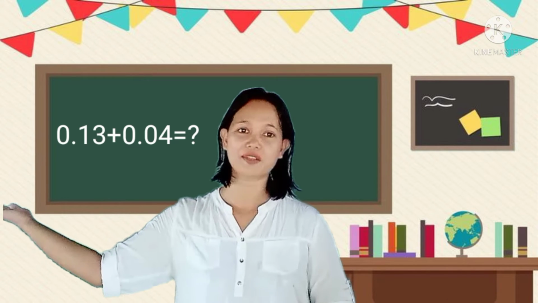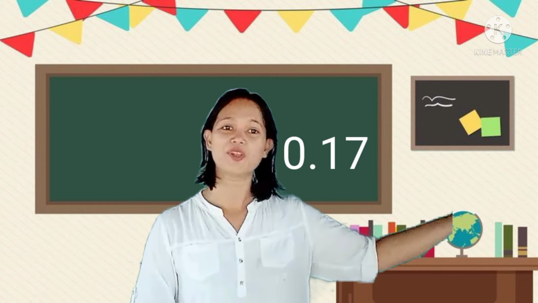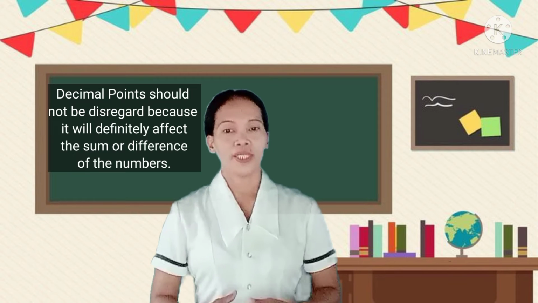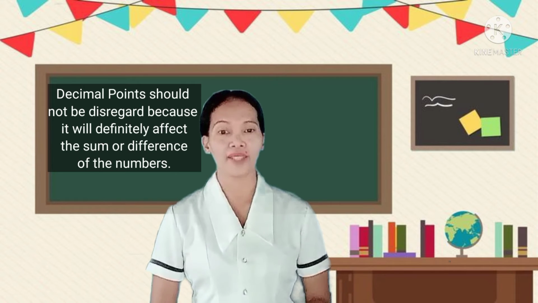0.13 plus 0.04. What is your answer again? 0.17. You're right. Children, pay attention to the given numbers with decimal points. Do the points really matter? Yes, they do. What did you notice? The decimal point should not be disregarded because it will definitely affect the sum or difference of the numbers.